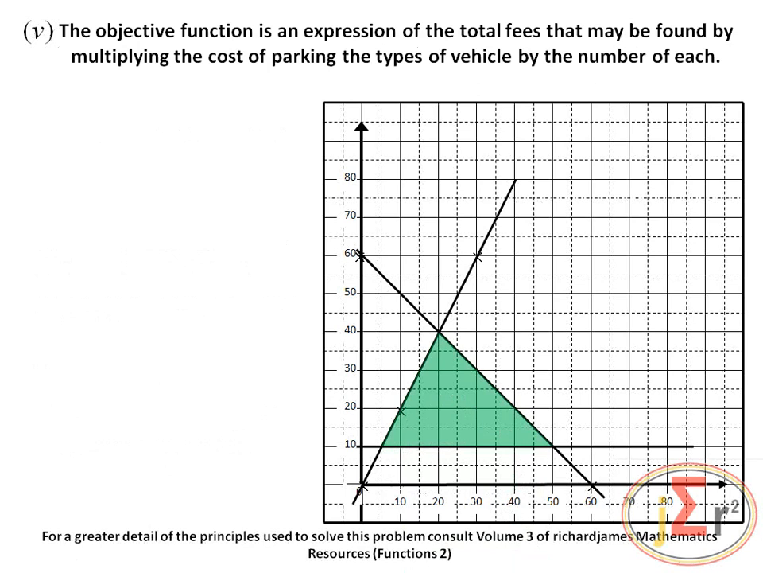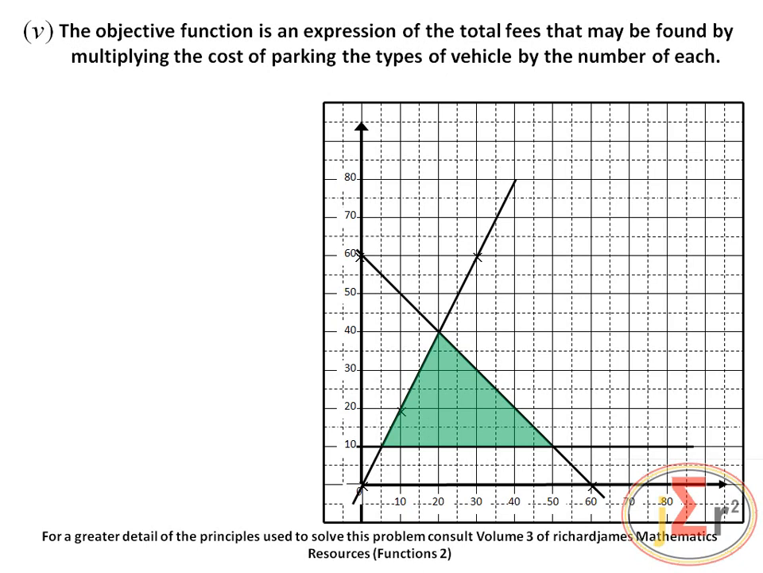The objective function is an expression of the total fees that may be found by multiplying the cost of parking the type of vehicles by the number of them. So the objective function is an expression of the total fees. And we will get the total fees by multiplying the fee for parking vans by the number of vans, and of course multiplying the fees for parking cars by the number of cars.